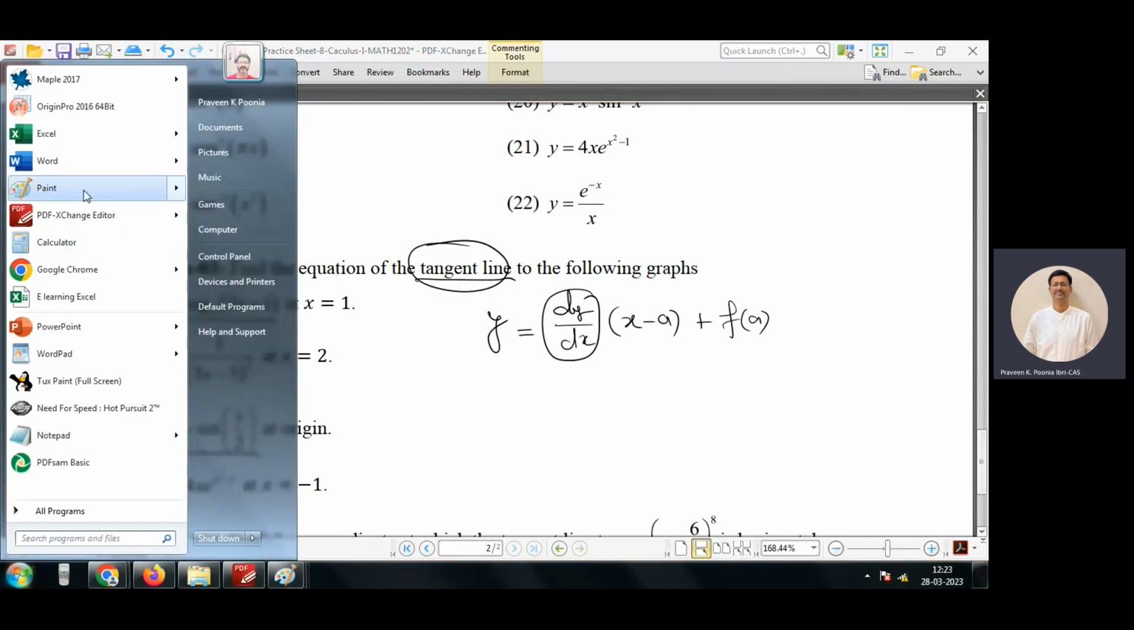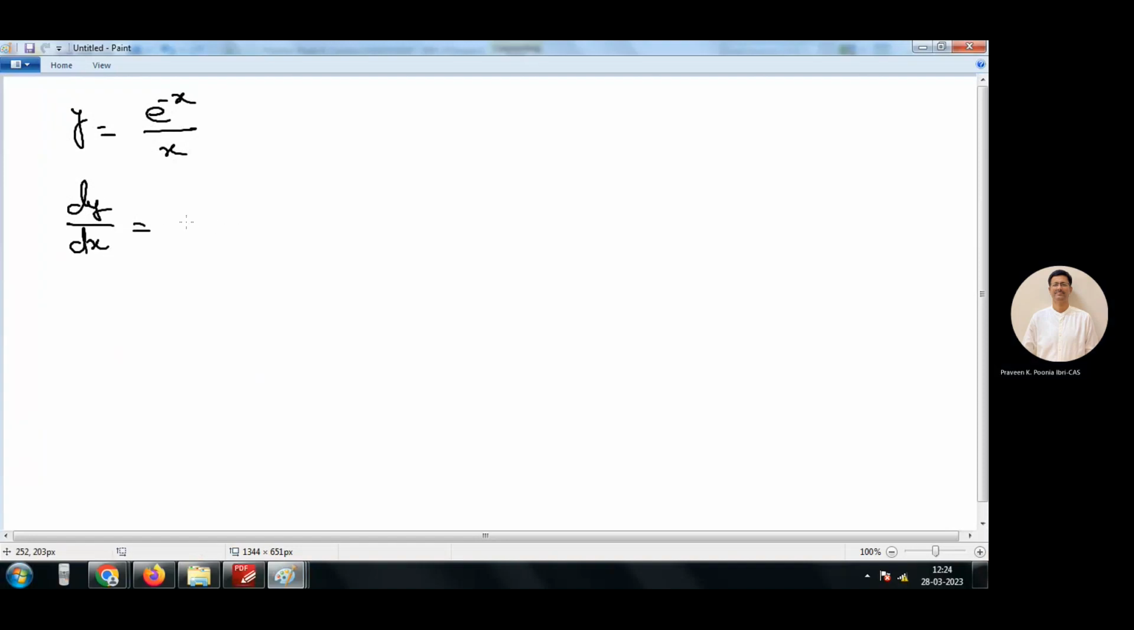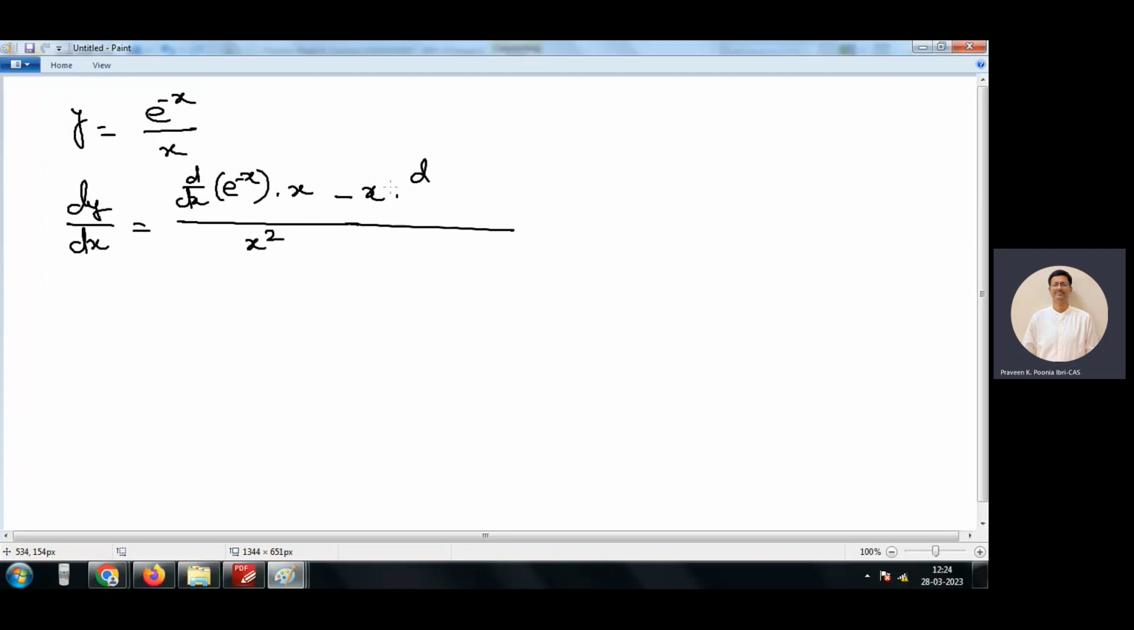Last question, one more question I will explain. That is y = e power minus x upon x. This is what? The quotient rule that you need to use. So dy/dx is x power 2 in the denominator, and in the numerator: the derivative of the first function, second same, minus first same, derivative of the second function.